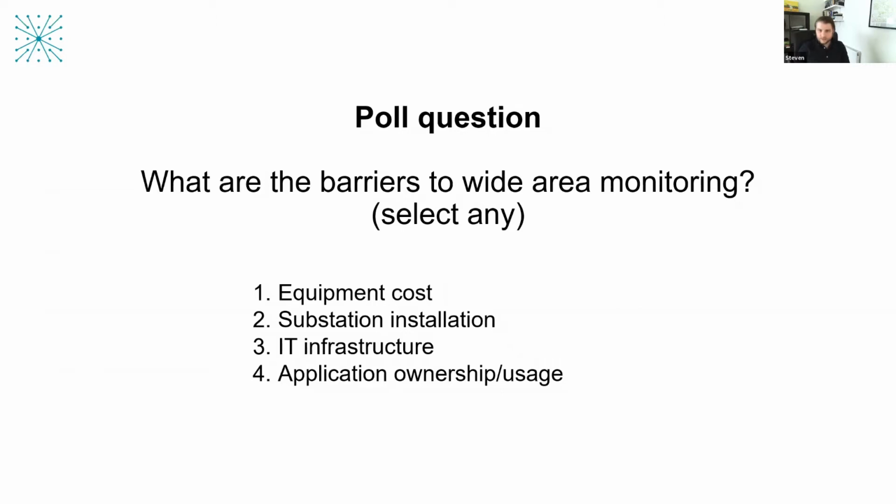So there's quite a lot of votes coming in. Okay, so I think you've ended the poll there, Al. So everybody should be able to see the results. Actually, I think that's a surprising result, that equipment cost seems to be popular. That the IT infrastructure is also one of the top choices here. So that's quite interesting.